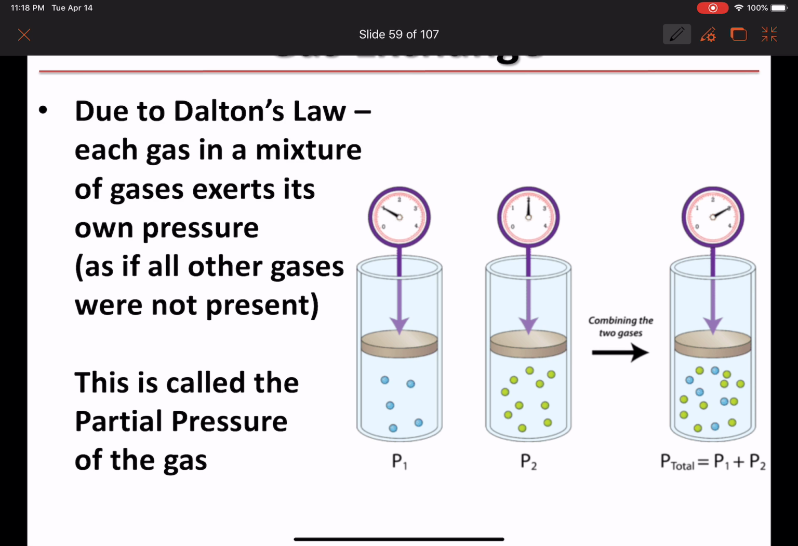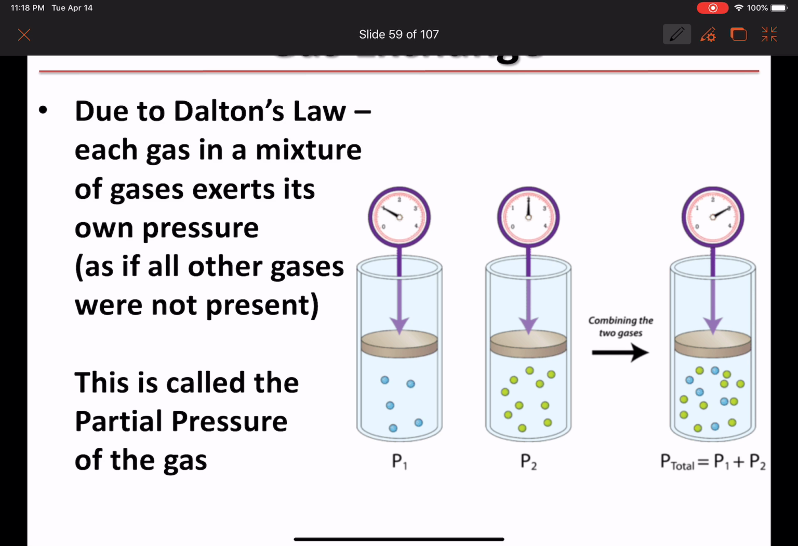Oftentimes in our environment, we're dealing with gases that are in the form of mixtures. Or, a more elegant way to say it, when we're dealing with air, we're dealing with a mixture of gases. And if we're dealing with any other type of gaseous interface, usually what we're dealing with is a gas composed of multiple different types of gas molecules. Theoretically, we can think about those different types of gas molecules in any gas like air as being their own separate entities.